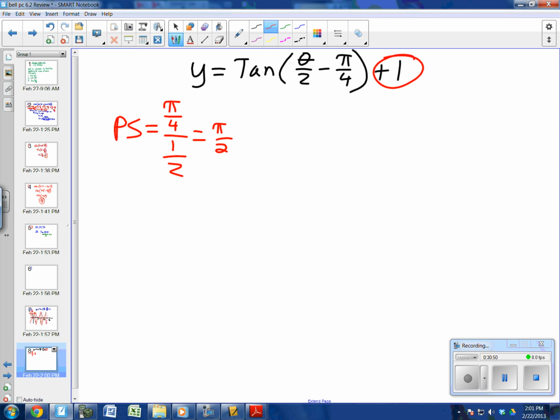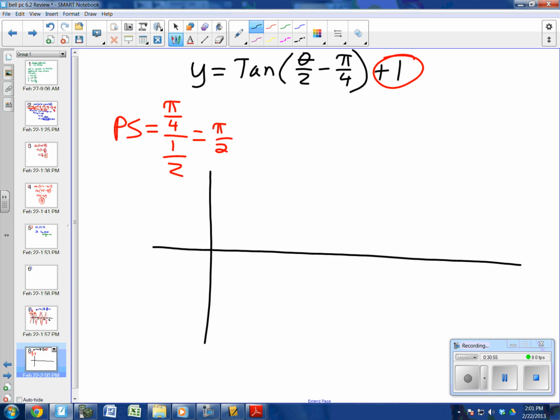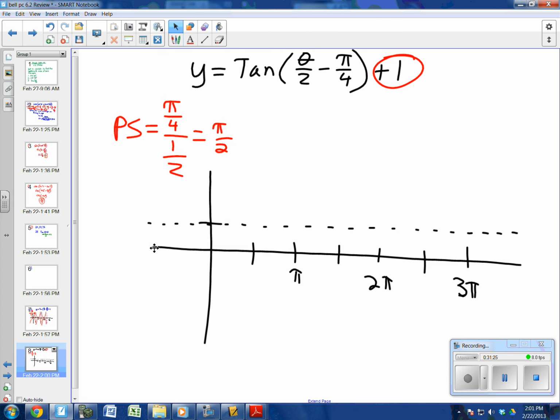So, right here, I'm going to draw a graph. Here's my x-axis. Here's 1. I'm going to draw a dotted line around here, because this is the equilibrium point, the middle point. So it's going to shift up that way. I also know that this graph is going to shift pi halves. Here's pi. There's 2 pi. And there's 3 pi. I now know that this graph is going to shift to the right, a phase shift of pi halves.